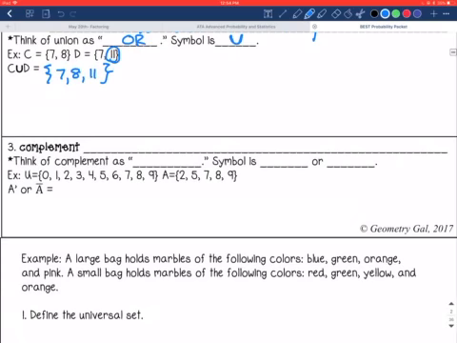Okay? And then we have complement, which is exactly what we had before. This is not, okay? So this will be elements. And this is the big thing, okay? I'm going to change the colors. This is elements from the universal set.